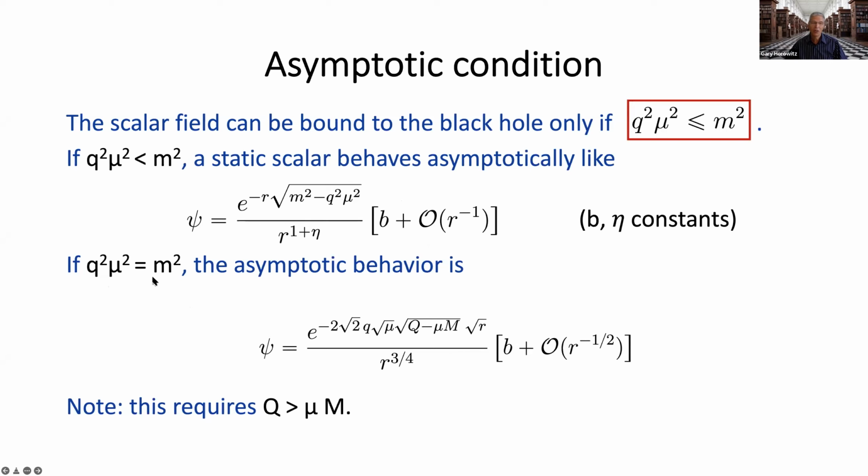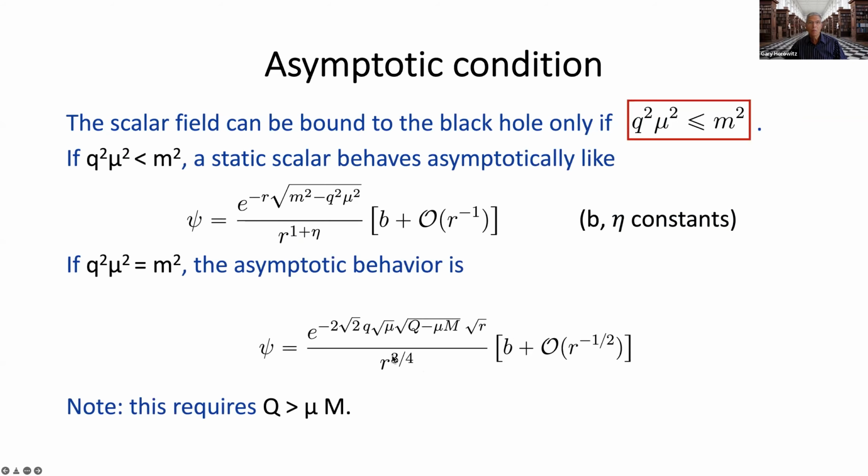If Q squared mu squared is equal to m squared, the asymptotic behavior is a little more complicated, but it still falls off exponentially, like e to the minus the square root of r. But note that this is only possible if the charge and mass of the black hole satisfy this condition that q minus mu m is positive.